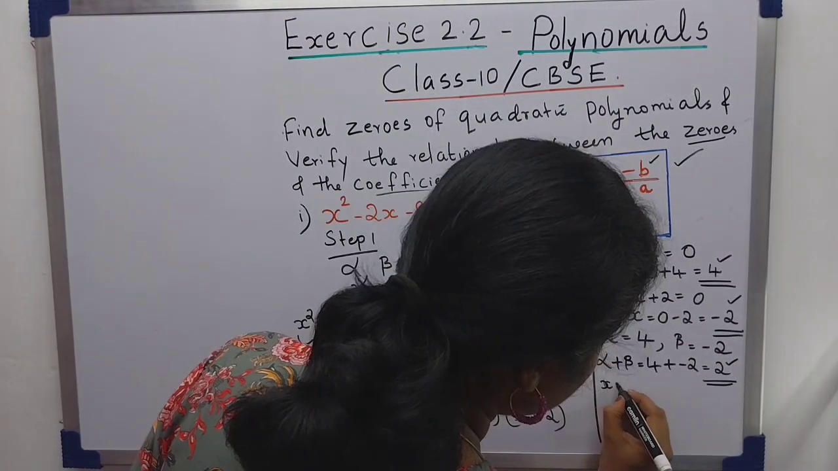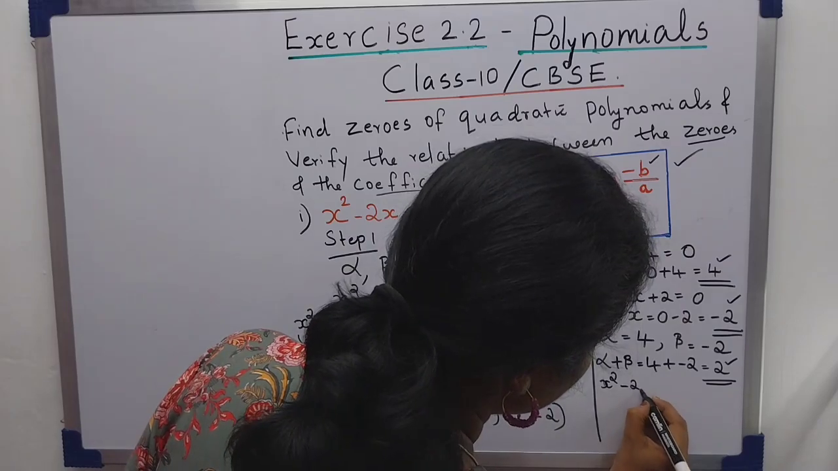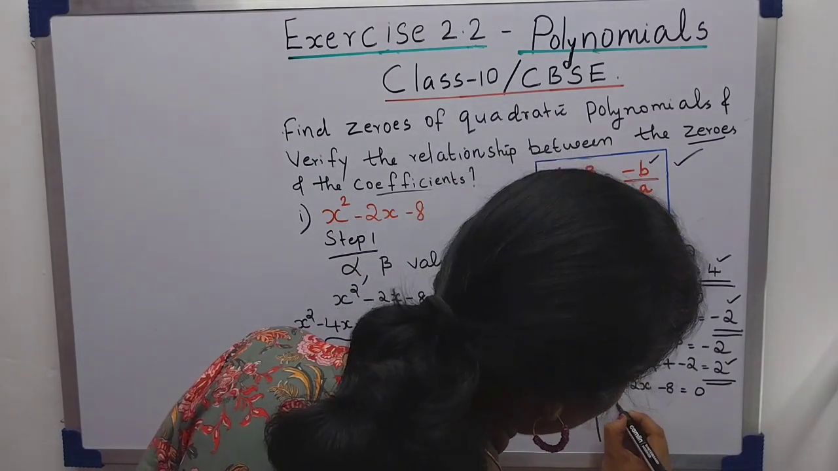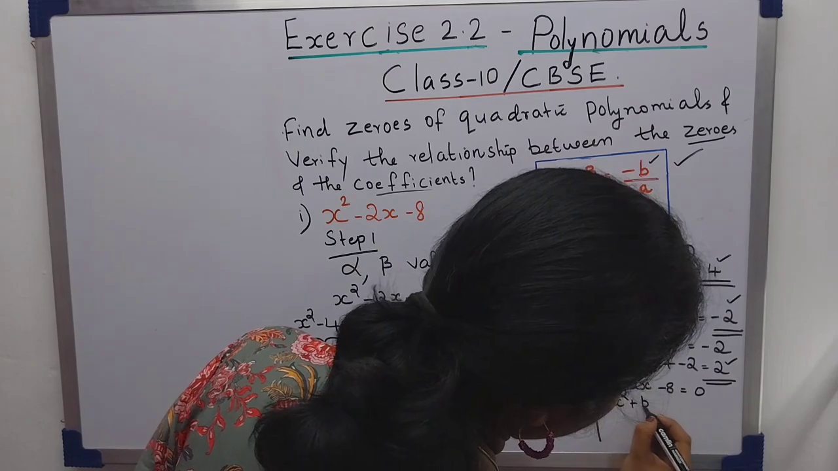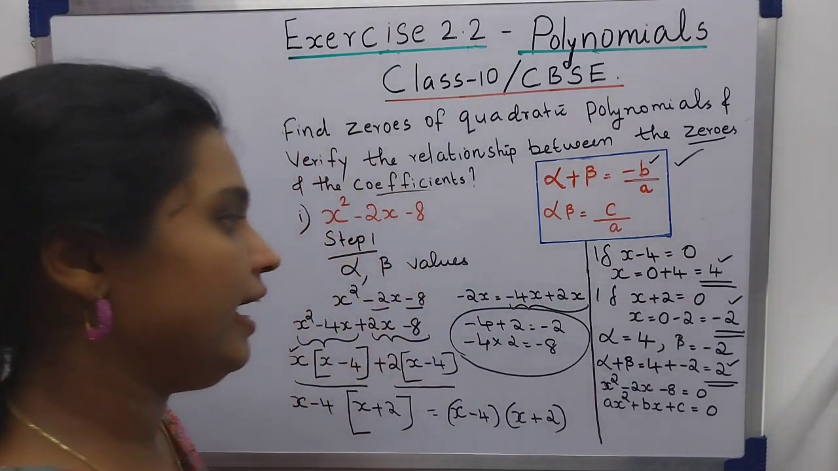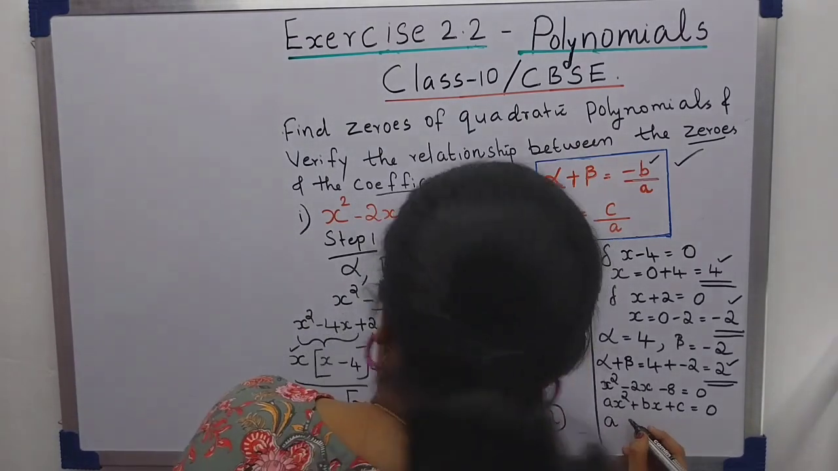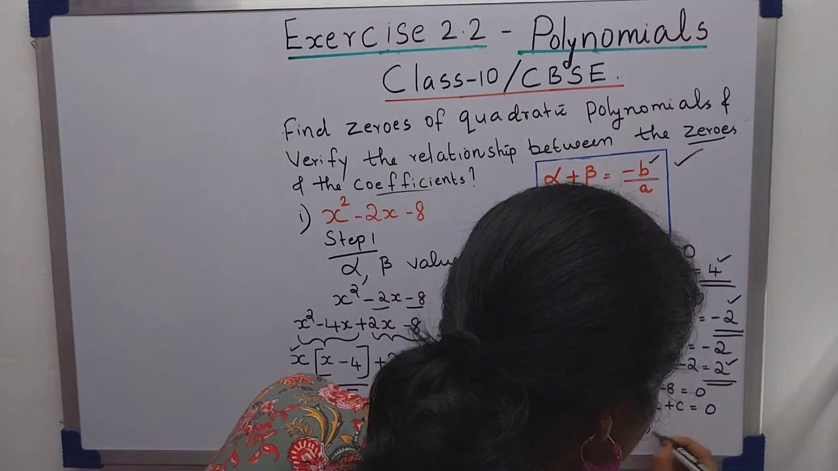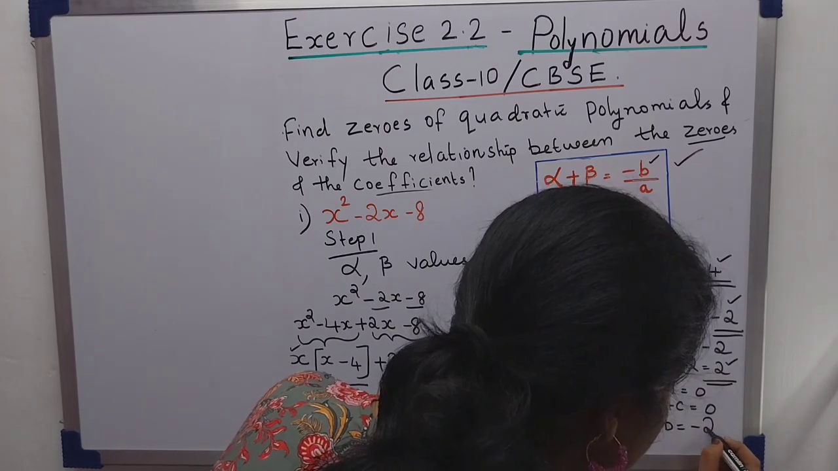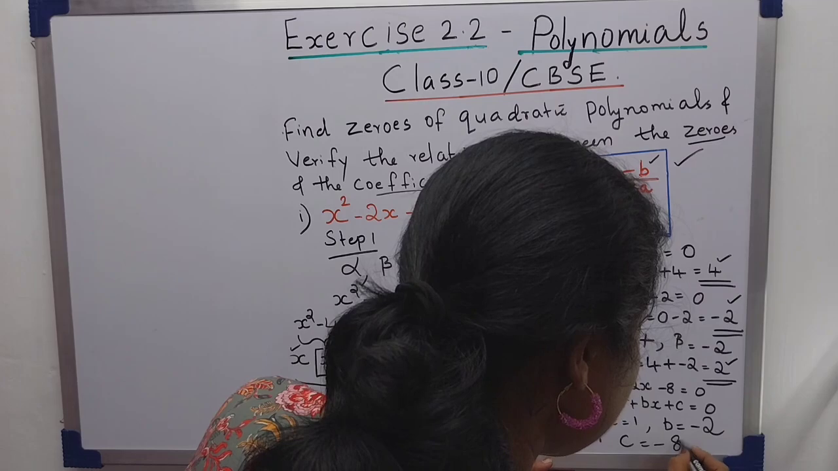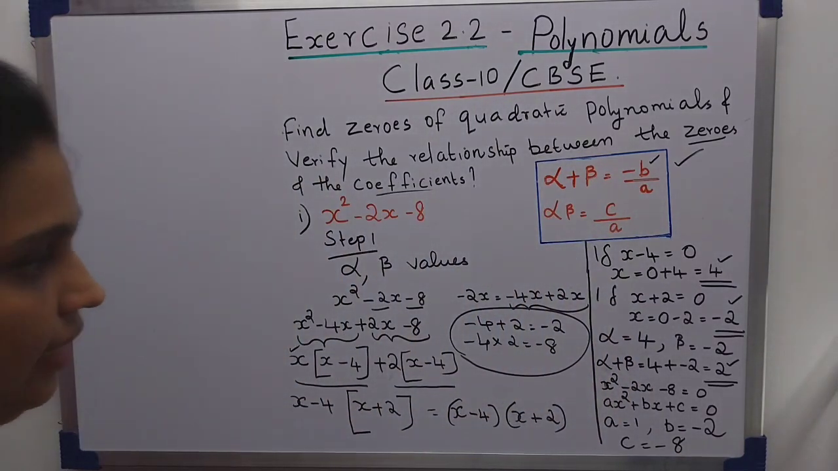The quadratic equation is x square minus 2x minus 8 equal to 0, which is in the form of ax square plus bx plus c equal to 0. What is a here? a is 1. What is b here? b is minus 2. What is c here? c is minus 8.